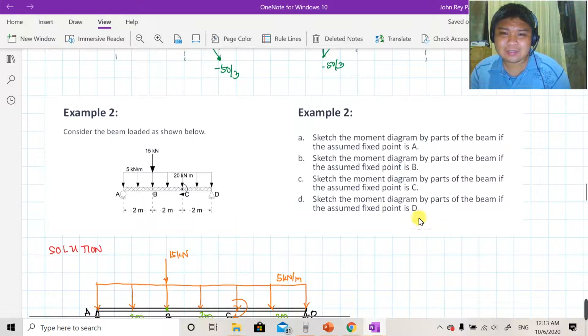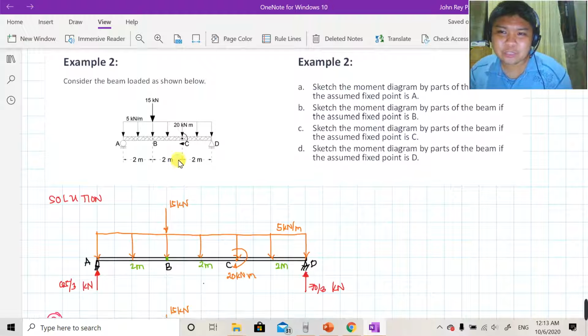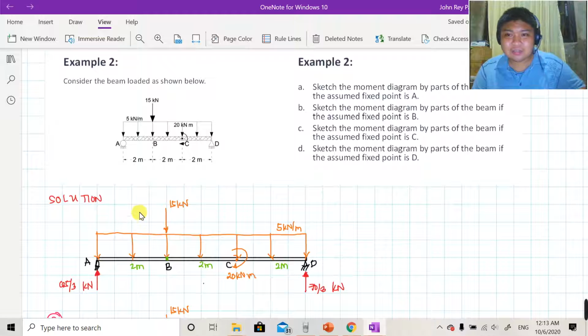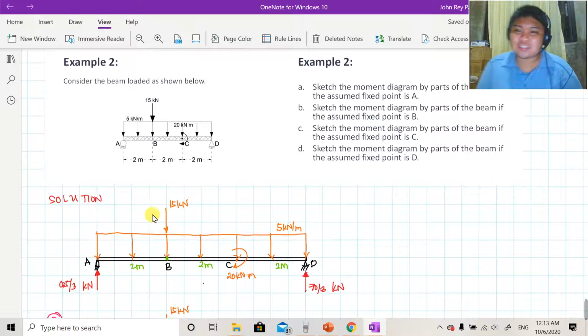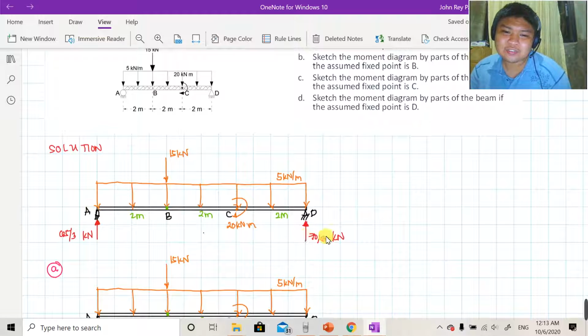So, I already pasted this one. And of course, class, the first step is always solve for the support reactions. Palagi yun class. Again, the first step is always solve for the support reaction. So, since simple statics din lang naman yun, all you need to do is to take the moment at A in order to solve for the reaction at D and take the moment at D in order to compute for the reaction at A. So, kumbaga, bahala ka na lang nito class mag-check.